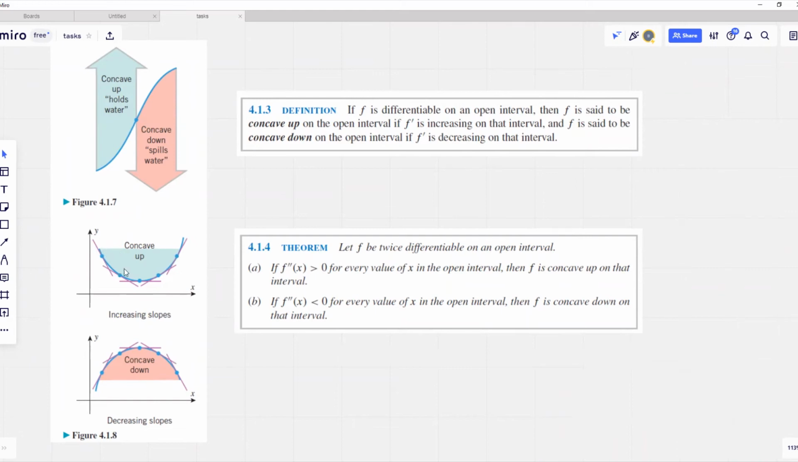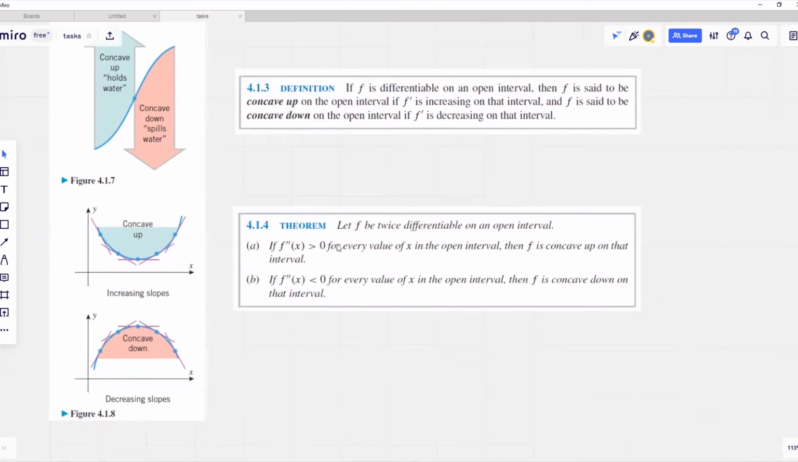Now, to find intervals where slopes of tangent lines are increasing or decreasing, we have to look at second derivatives. So we need to look for the sign of second derivative being positive or negative. The intervals where second derivative is positive are the intervals where our f prime is increasing, and the intervals where second derivative is negative are intervals where our f prime is decreasing.